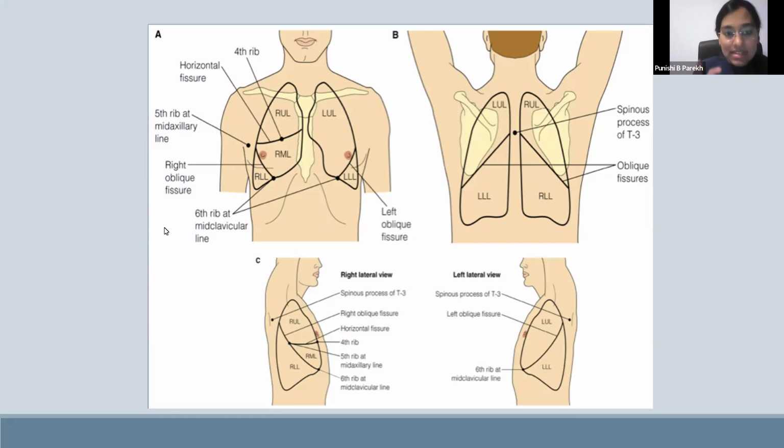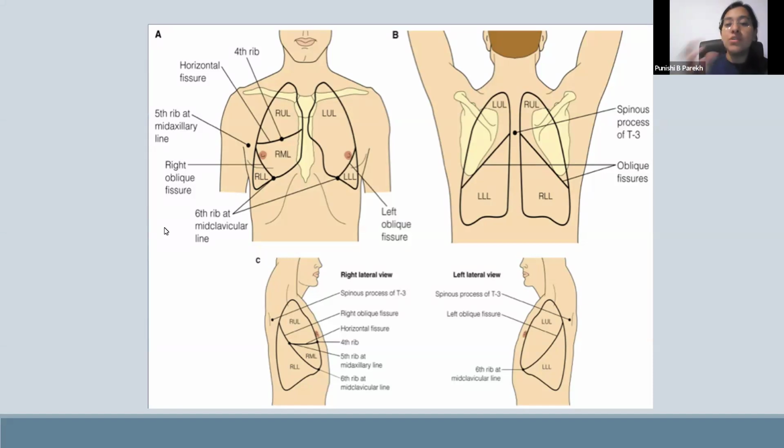If we relate this clinically, the infraclavicular, supraclavicular, and supramammary regions basically refer to the right upper lobe, whereas the right middle lobe is the mammary and inframammary region on examination. Posteriorly, predominantly your infrascapular region is your right lower lobe, and the scapular and suprascapular areas are your right upper lobe.